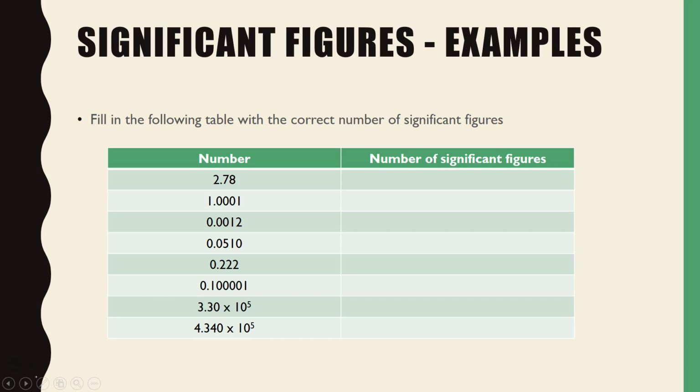So what I'd like you to do now is apply the rules that we've just seen in the previous slide to this table. I'd like you to calculate the number of significant figures for each of these numbers. So pause the video, calculate these now, and then we'll go through them shortly.